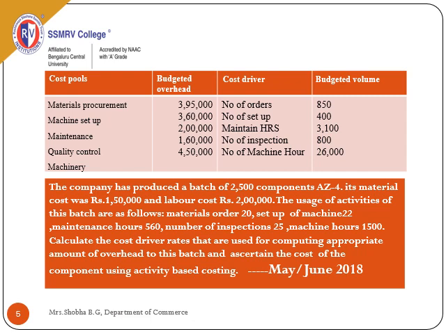Then the last column is the estimated volume, meaning the estimated number of times the cost drivers are going to be performed. For example, the number of orders is 850, meaning 850 times the order is going to be placed to buy the raw material. For machine setup, 400 times the setup has to be changed. Then 3100 are the machine maintenance hours, right? 800 is the number of inspections by the inspector for quality control. Then 26,000 are the number of machine hours they are going to spend to produce the product.